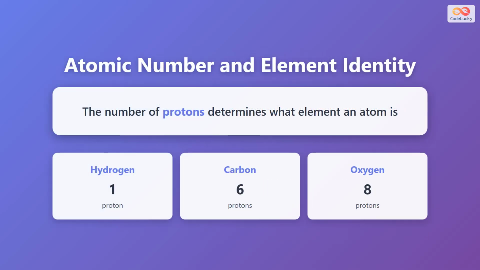The number of protons in an atom's nucleus determines what element that atom represents. This number is called the atomic number, and it is unique for each element. For example, hydrogen has 1 proton, which gives it an atomic number of 1. Carbon has 6 protons, giving it an atomic number of 6. Oxygen contains 8 protons, so its atomic number is 8. No matter how many neutrons or electrons an atom has, it is the number of protons that defines its identity as a specific element.